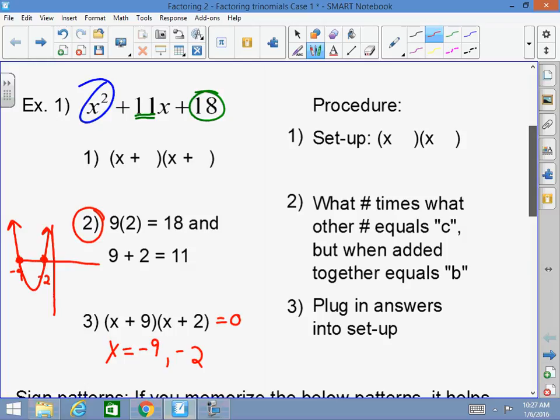But this is why we factor. This is why we factor, to learn how to graph a quadratic function or a parabola.